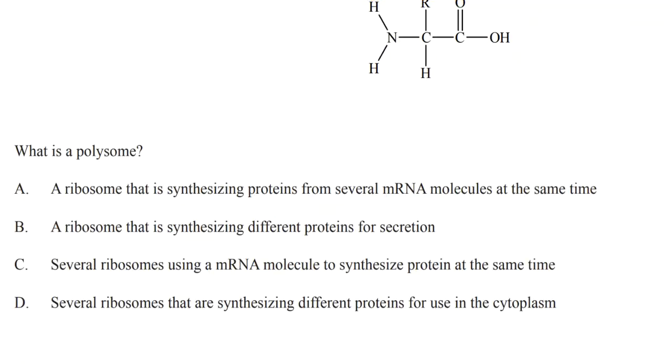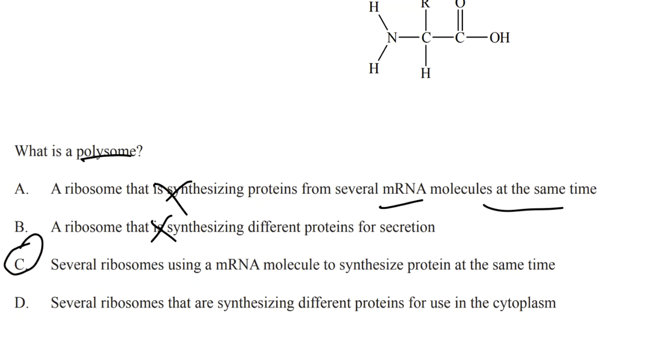What is a polysome? A polysome is a ribosome that is synthesizing proteins from several mRNA molecules at the same time. I believe it's not one ribosome, it's many ribosomes, as the polysome, polyribosome name suggests. So several ribosomes using an mRNA molecule to synthesize protein at the same time. That seems to be the correct answer.